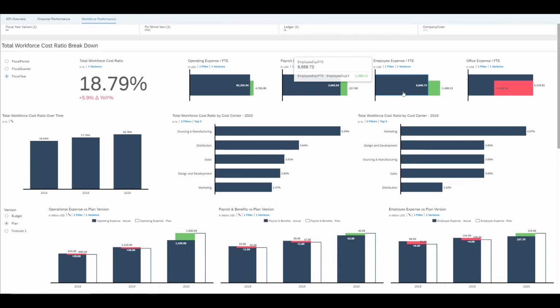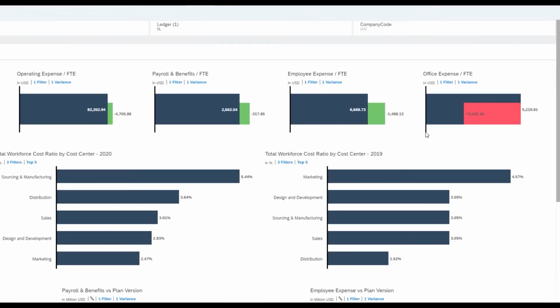Payroll and employee-related expenses are steady, but there's a huge increase in office expense. This could be due to the fact that most employees are now working from home and the orders for office equipment have increased. Last year, the company invested more in the marketing department, but this year, especially in the second half, the company's workforce is mainly focused on distribution and sourcing and manufacturing.